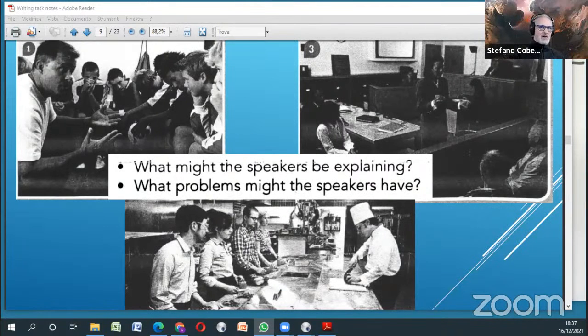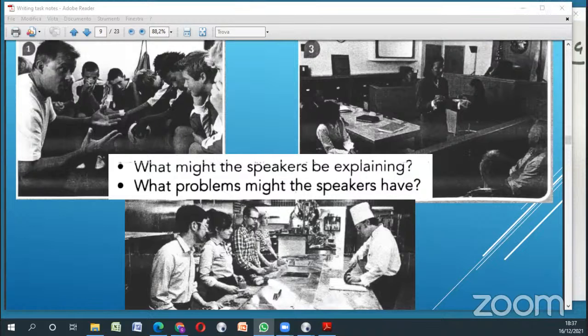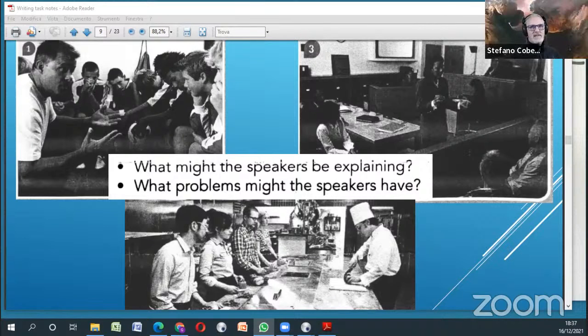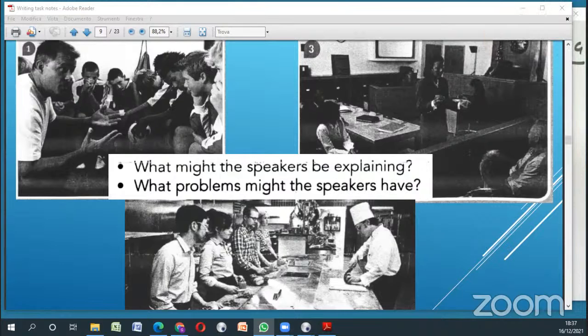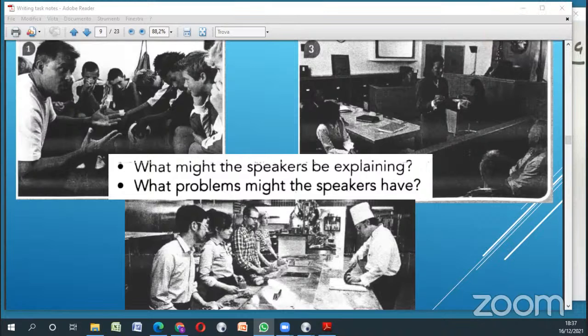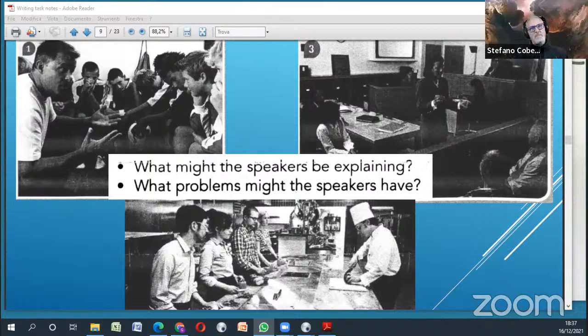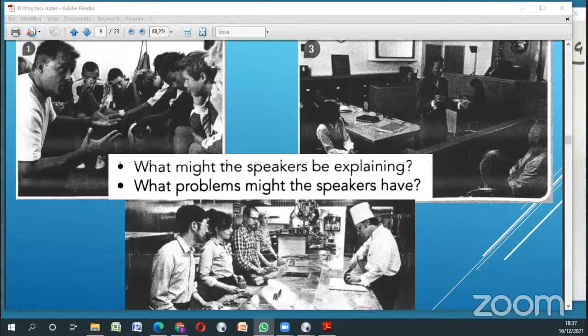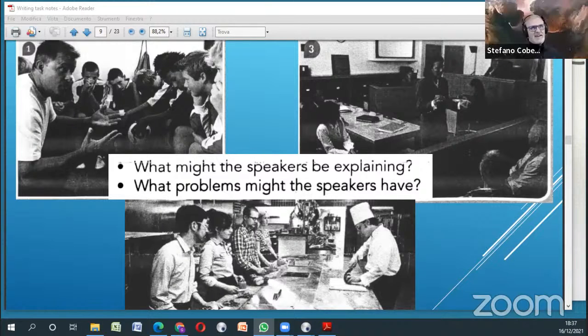So these are the questions. What might the speakers be explaining, and what problems might the speakers have? Maybe he's trying to motivate them. They're losing. Maybe he's trying to motivate and to give a different strategy. They played badly in the first part of the game. Maybe he's trying to motivate and say, okay, you can do it, kids, go on. So that's one thing.